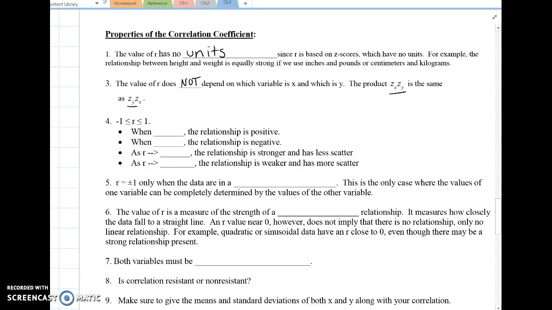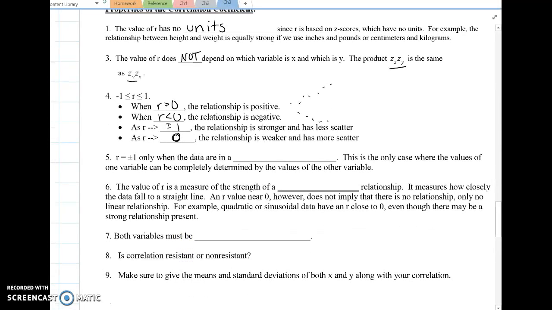So what's negative, what's positive? If you have a positive association where your dots are generally going up like that, r is greater than 0. When r is less than 0, you have that negative association where they're generally going down. As r approaches either positive or negative 1, you have a stronger relationship. It's positive 1 if you have a positive association, negative 1 if you have that negative association. And the closer you are to 0 on either side of 0, you have a weaker relationship and more scatter.